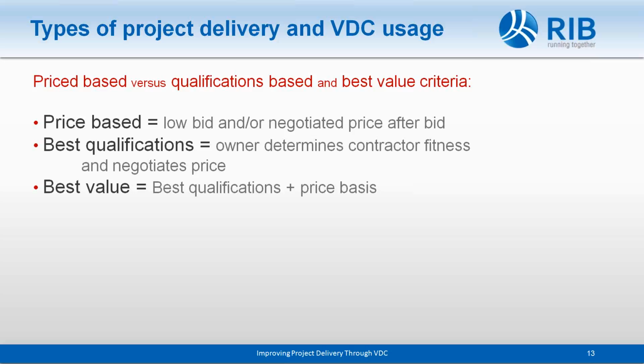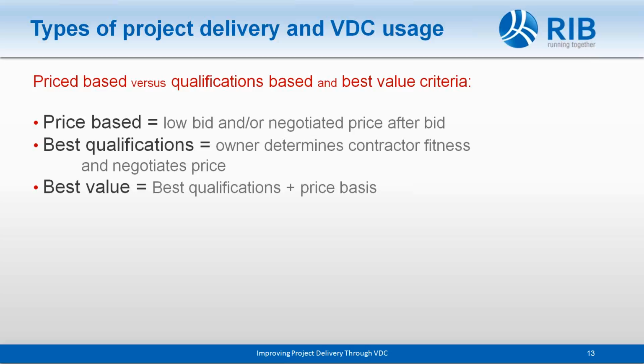How do you procure the services of the contractor, the subcontractors, the engineers, the designers, etc.? There are three major methods. There's price-based, and that is usually where the job is put out for bid. The bids come in and they select the low bid. Then they may or may not negotiate the price after a bid is accepted.